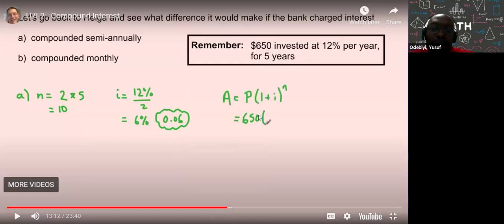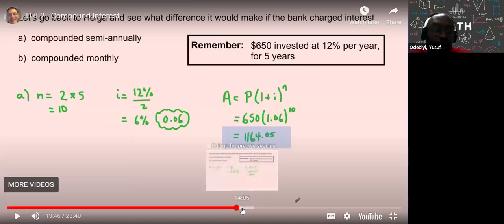Okay, so here's my formula. I plug it in. I'm going to get, that's the amount. That's my amount that if I'm investing, this is now talking about investment, right? So if I'm investing, my amount after 5 years is going to be what you see there, okay? And that's compounded semi-annually.